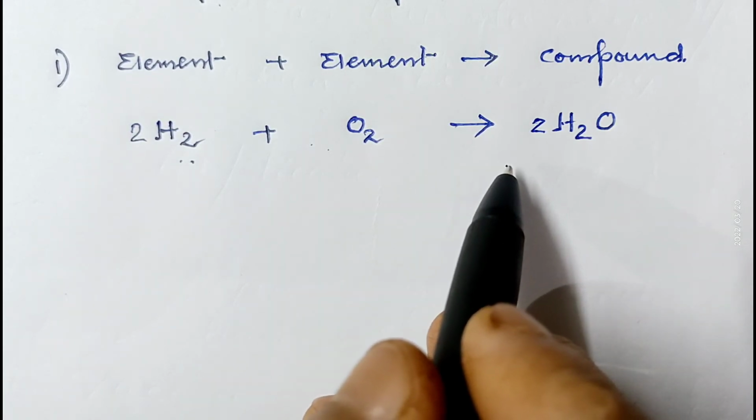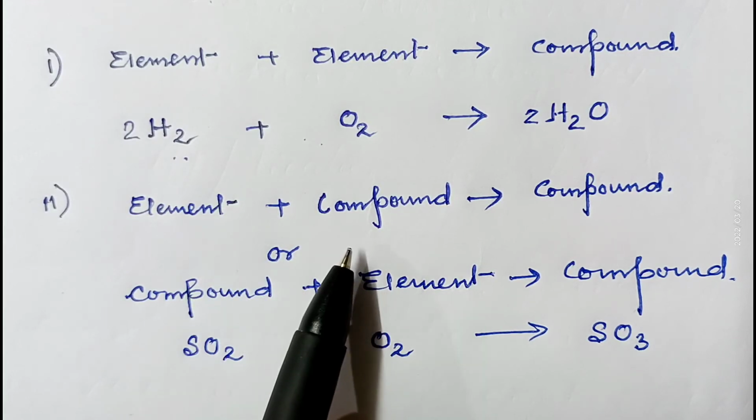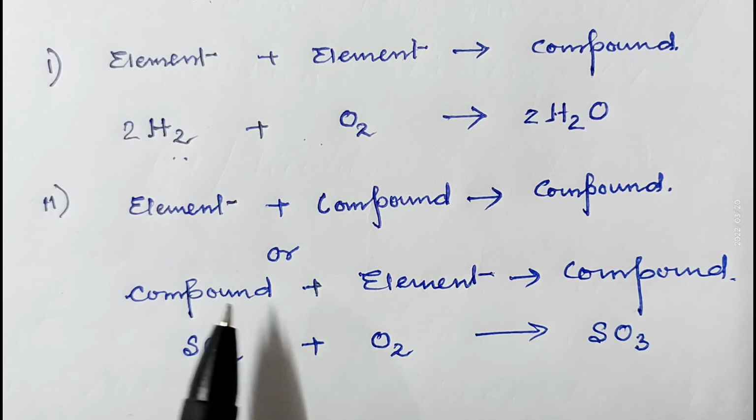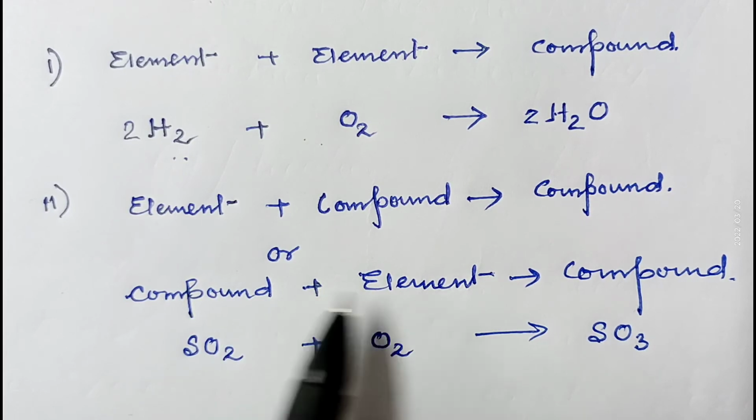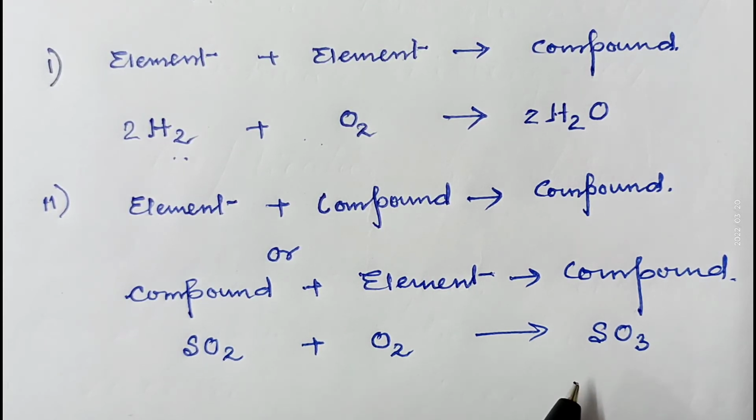is a type of combination reaction. Now in the second case, an element is reacting with a compound, or you can say one compound is reacting with one element and they are forming a compound. Say sulfur dioxide, it is not an element, it is a compound. This compound is reacting with element oxygen and as a result it is forming sulfur trioxide. So this type of reaction also is an example of combination reaction because one compound is reacting with one element and they are forming a single compound.